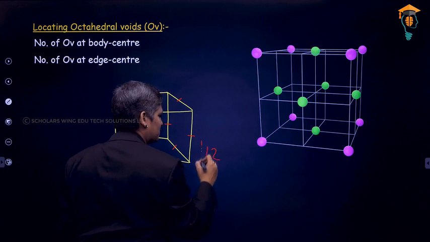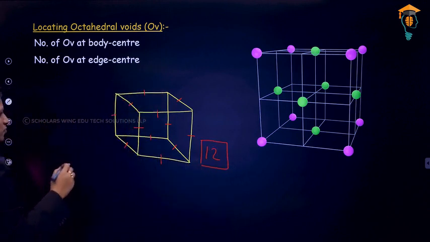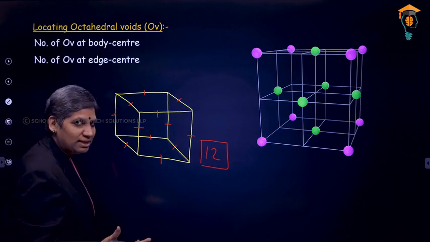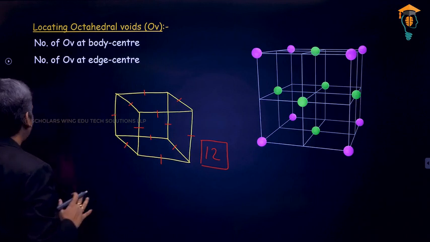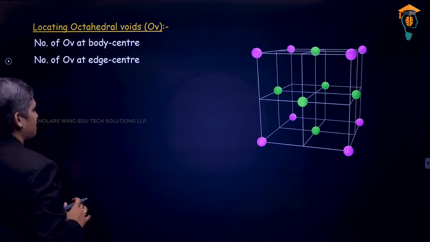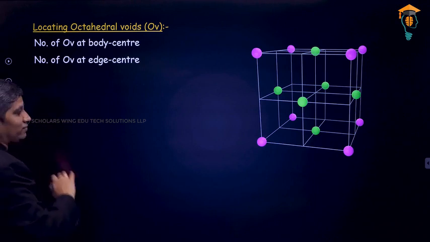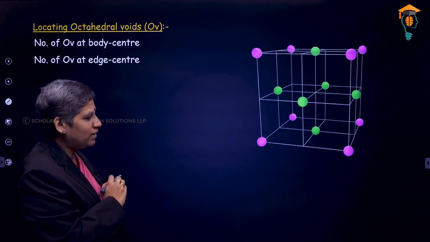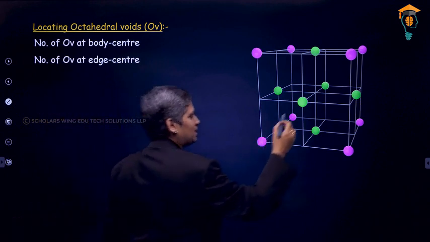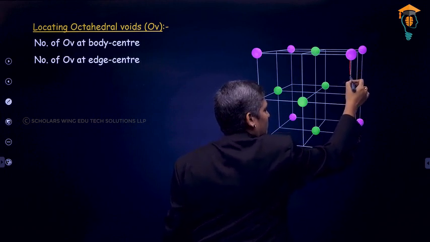Please remember this. If there are 12 edges, obviously there should be 12 edge centers. That means center of each edge. Okay, keep this in mind now. Right. So, number of OVs at edge center we need to find. For that, we have to consider one particular edge center, isn't it, to begin with? Yeah. Let us take up this edge. Okay. This one. This edge.